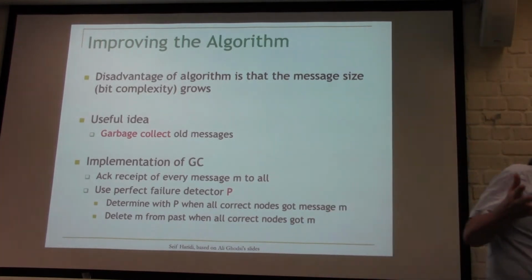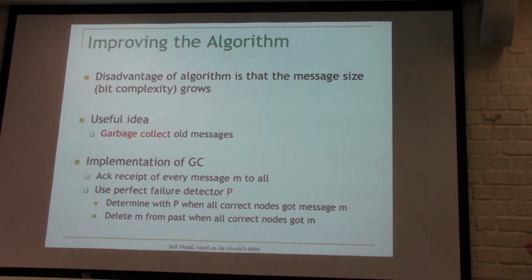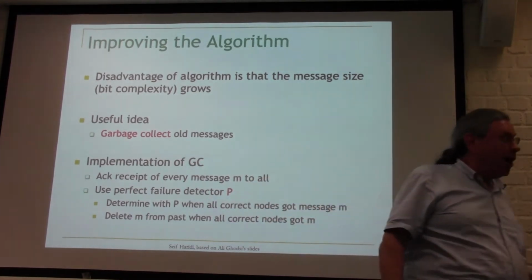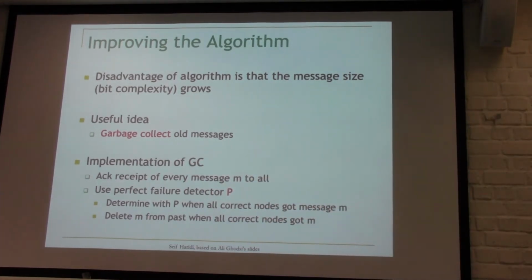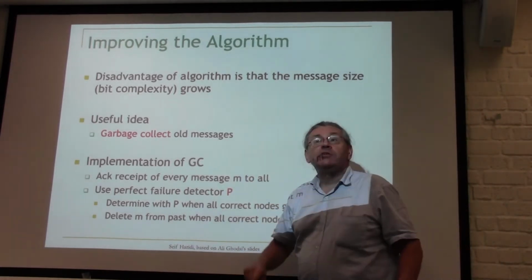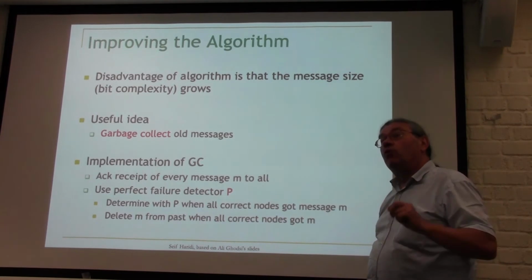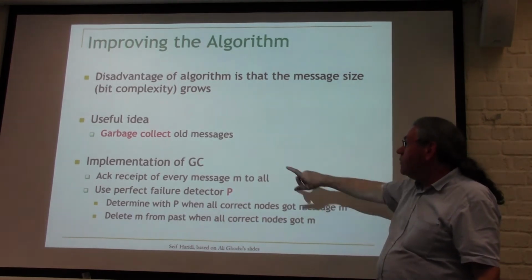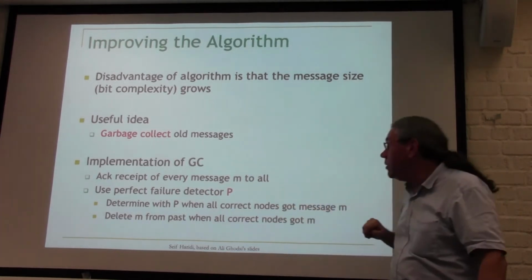So now we have a correct algorithm. Let's fix that. One way to fix it is to do garbage collection. I'm going to show you how to do that. Garbage collection means whenever there are messages that you don't need anymore, you remove them. That's the first thing we're going to do.